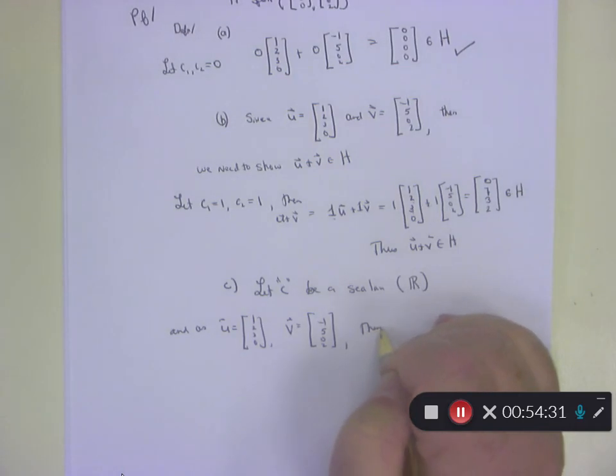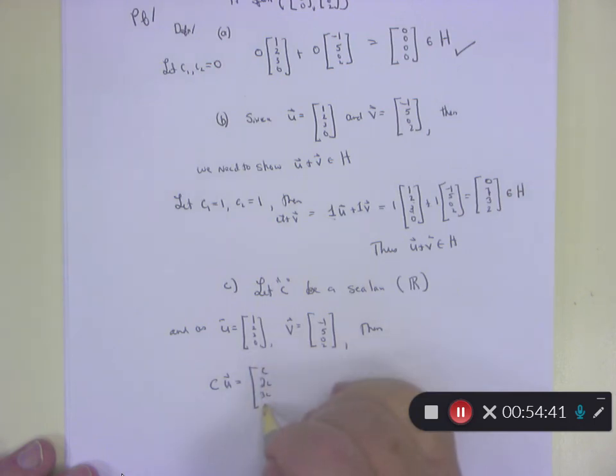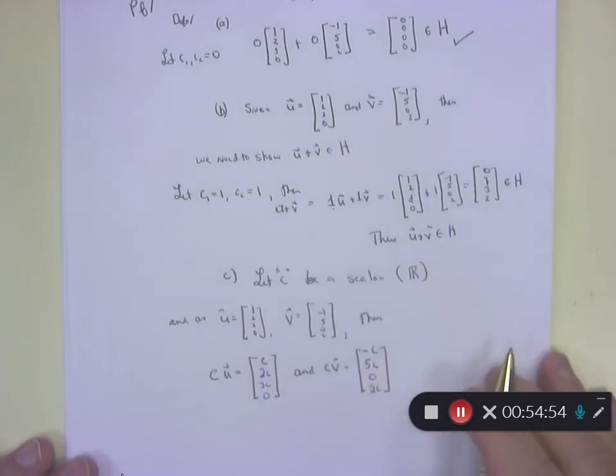Then C times U would be equal to C, 2C, 3C, C times 0 is still going to be 0, and C times V would be equal to -C, 5C, 0, and 2C. Okay?